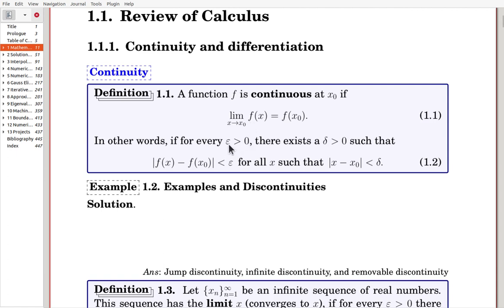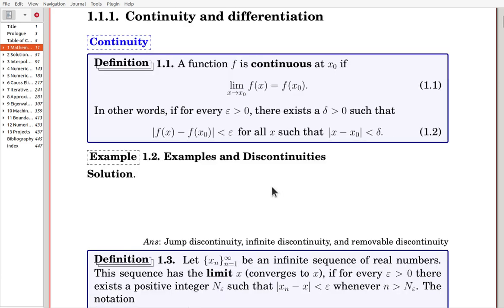By using the epsilon-delta argument, we can define continuity more rigorously. For every choice of epsilon positive, there is a corresponding delta positive, such that when the distance between x and x0 is bounded by delta, then the distance between f of x and f of x0 is bounded by epsilon. That is the definition of continuity using the epsilon-delta argument.